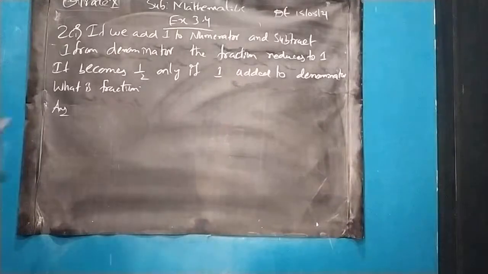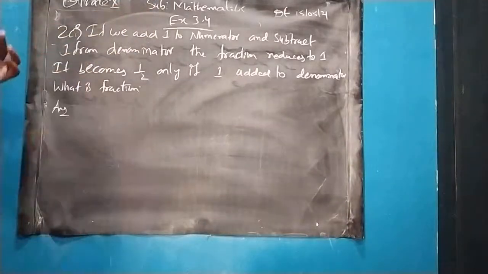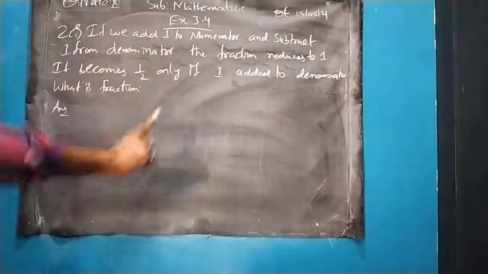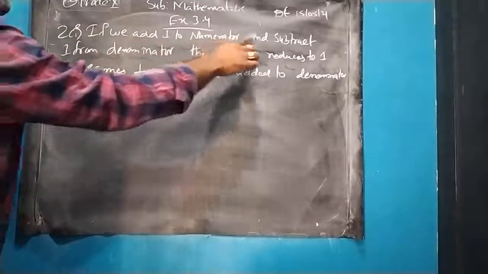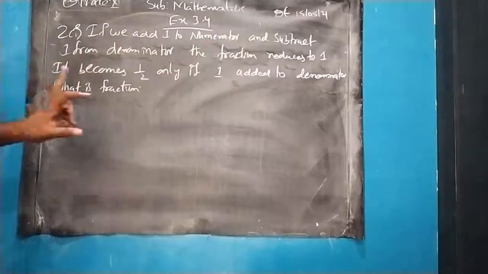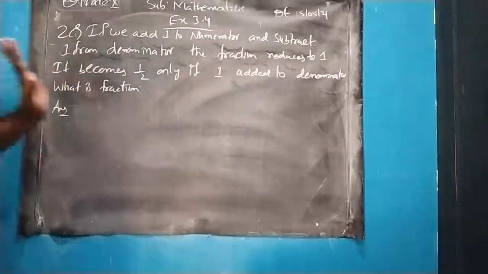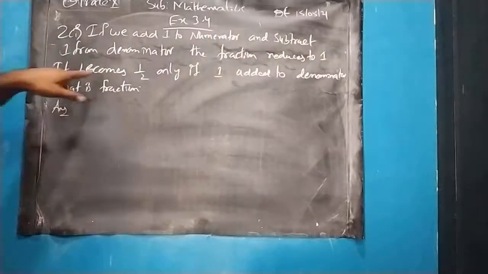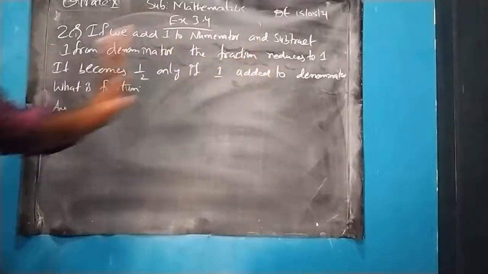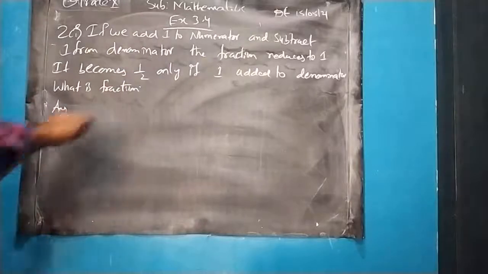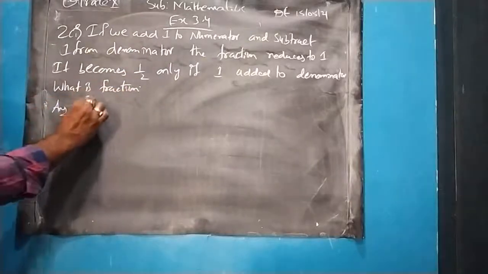Next, let us see exercise 3.4 second bit first question. Already we have done the numerator and denominator question yesterday. Today we will see another question. If we add 1 to the numerator and subtract 1 from the denominator, the fraction is going to become 1. And the fraction is going to become 1 by 2 if 1 is added to only the denominator. He is not at all talking about the numerator. What is the fraction? So in a fraction we will have numerator and denominator.